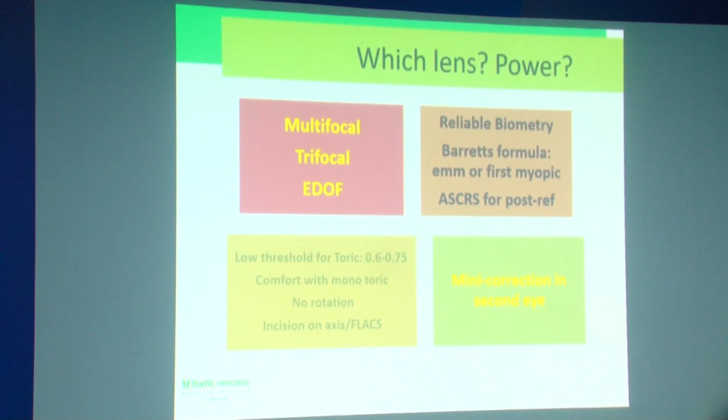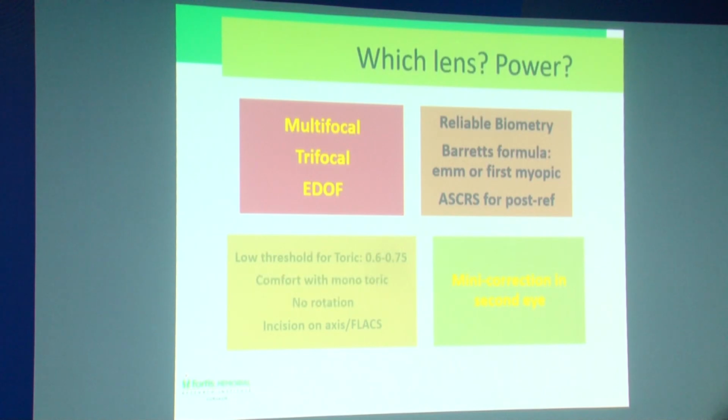So as has already been said in the toric, first get comfortable with the monofocal toric. Once you're comfortable with it, you've figured out how it works for you. It takes some time, nothing to worry about. We'll all get there, yeah. And make sure there's no rotation, incision on axis using flax. And then I always give a gap between the second eye. Sometimes you can make little mini corrections in the second eye.